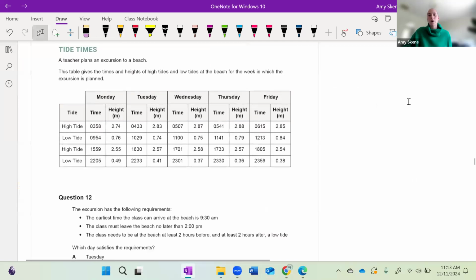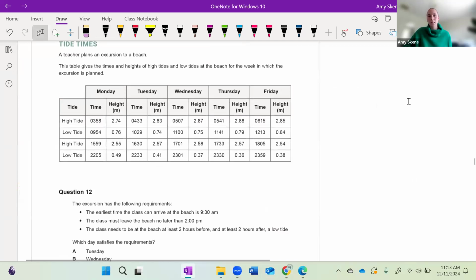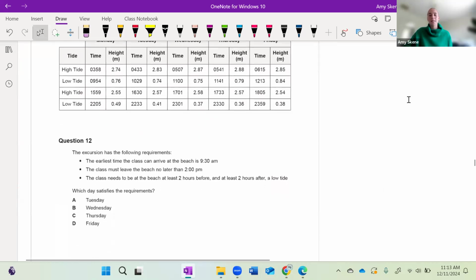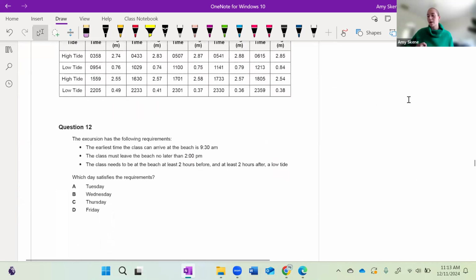All right, question 12 is on tide times, reading lots of tables here. I'm going to skip down to exactly what it says in the question and then scan back on the table later. The excursion has the following requirements. The earliest time the class can arrive at the beach is 9:30 a.m., and that's the earliest. The class must leave the beach no later than 2 p.m. The class needs to be at the beach at least 2 hours before and at least 2 hours after a low tide.